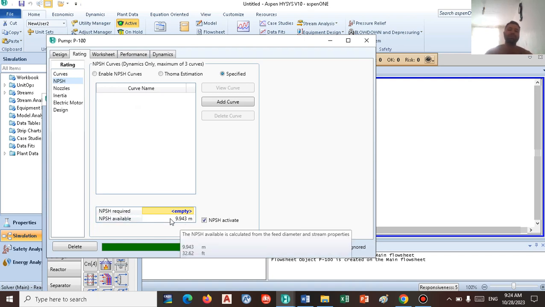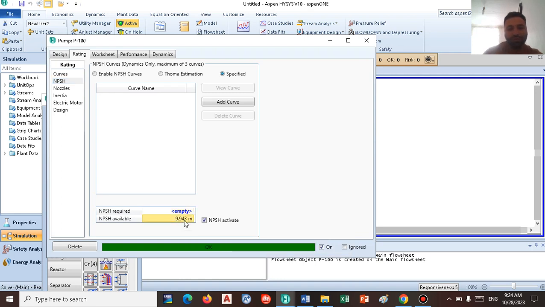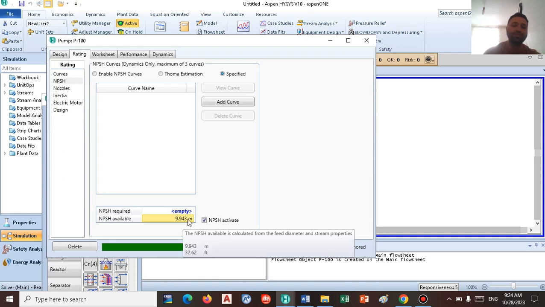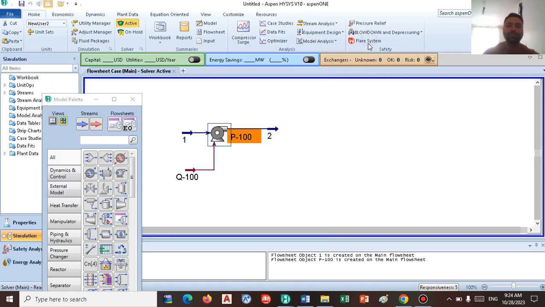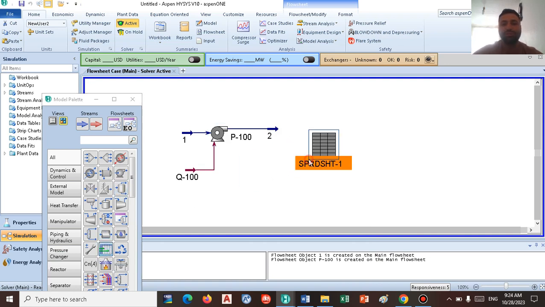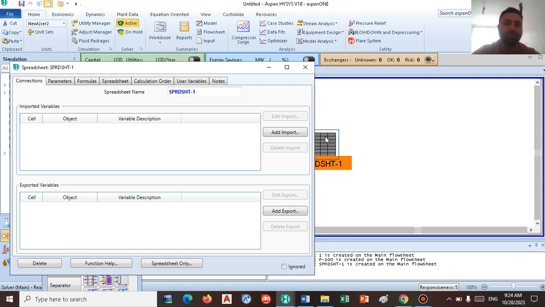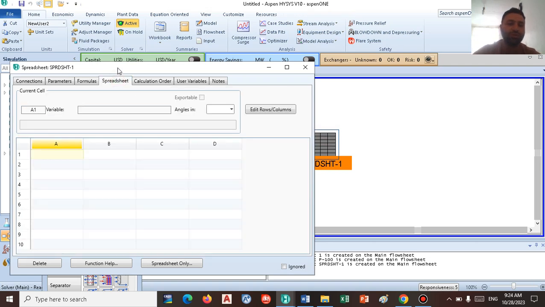NPSH available is 9.9. So how does HYSYS work, and how do I calculate this number? I'm going to show you how to calculate this number by yourself. Insert a spreadsheet into the simulation environment and go to the spreadsheet tab.